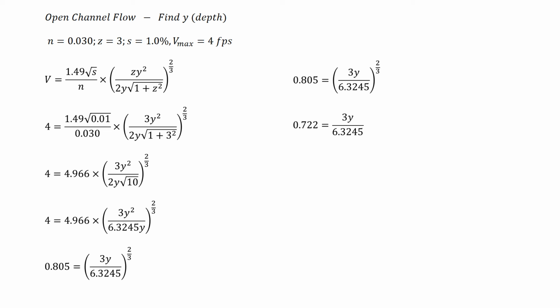We can multiply each side by 6.3245. So we have 4.5711 equals 3 times y. And finally, solving for y, y equals 1.523.